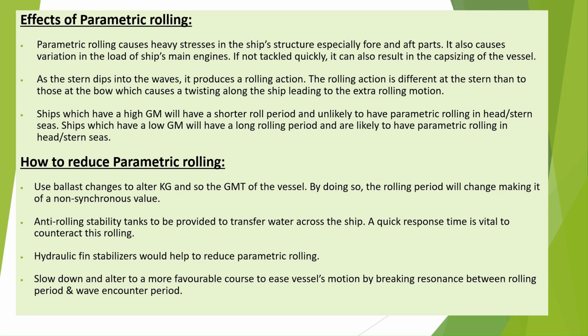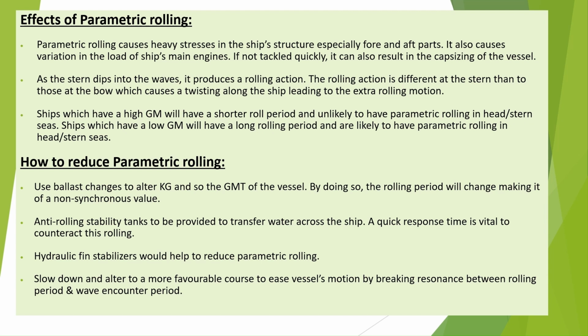Effects of parametric rolling. Parametric rolling causes heavy stresses in the ship's structure, especially fore and aft parts. It also causes variation in the load of the ship's main engines. If not tackled quickly, it can also result in the capsizing of the vessel. As the stern dips into the waves, it produces a rolling action. The rolling action is different at the stern than at the bow, which causes a twisting along the ship, leading to the extra rolling motion.